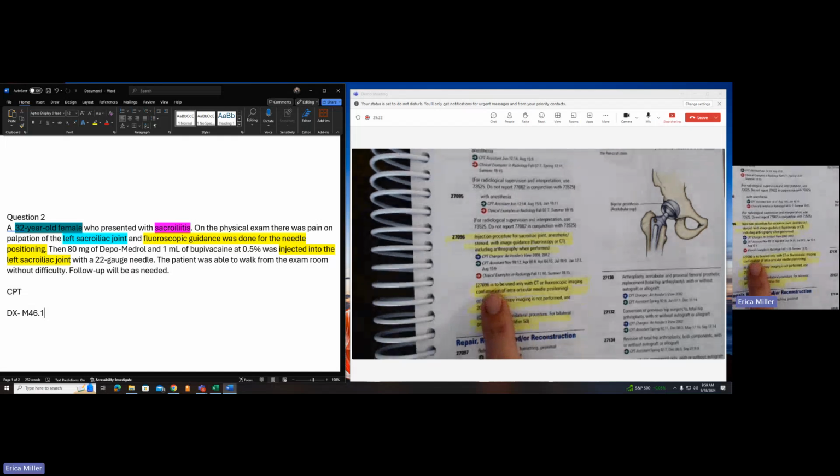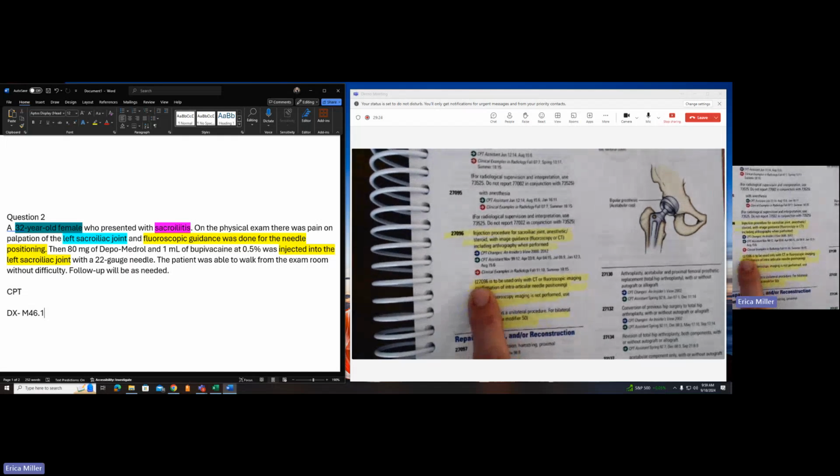So what you'll want to do is read your parenthetical notes. It gives you more confirmation or affirmation that you're on the right track, but it's telling you some very specific details. It says 27096 is to be used only with CT or fluoroscopic imaging confirmation of intra-articular needle positioning. So if you weren't sure before, now this is really nailing it down. And it also gives you some additional details, some more guidance.